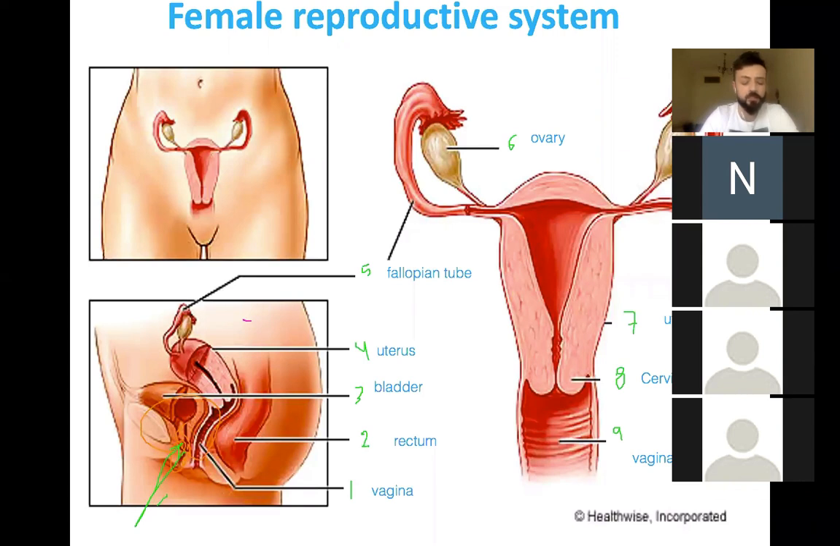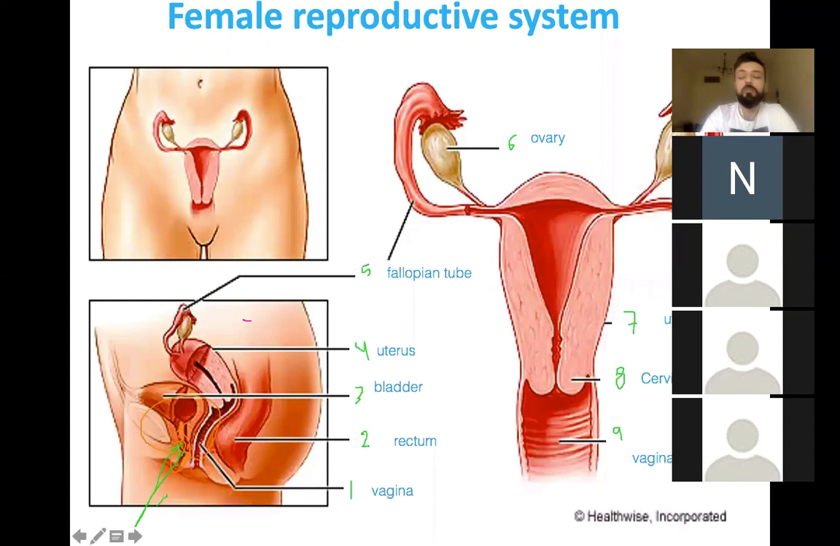Pregnancy. Why do they contract? To prevent the baby from falling out. Very good, so that the fetus doesn't go out. Yes, so that's concerning the cervix, the muscles that form the gate of the uterus through which the sperms pass.